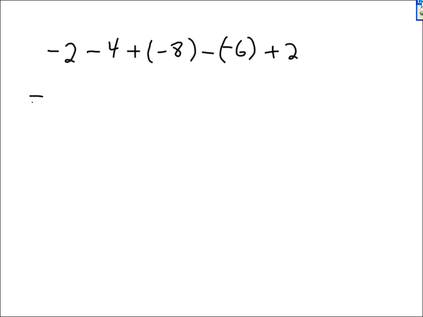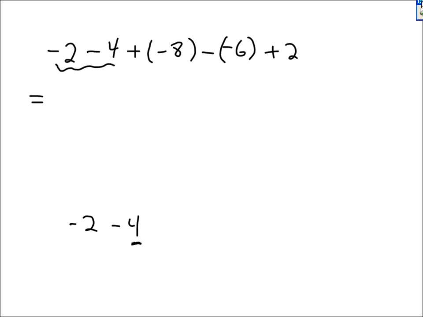Okay, let's do one where it's not as easy. One that you could not have done before you learned how to add and subtract signed numbers. Suppose you were asked to do negative 2 minus 4 plus a negative 8 minus a negative 6, and for the fun of it, we'll add 2. First, you need to calculate this. What is negative 2 minus 4?